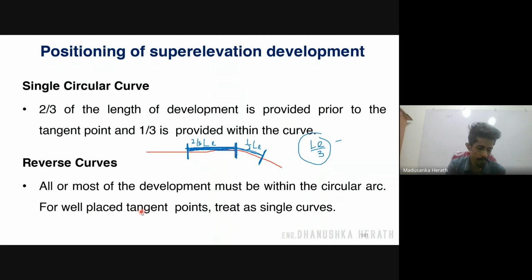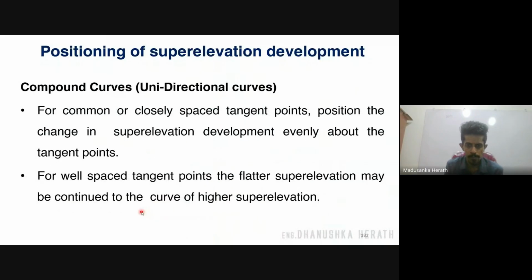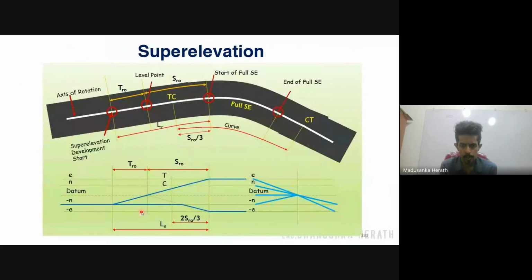Is that right? Right. This is the full figure, right? Full figure. This is the straight section, right? And this is the super elevation development length. This is the tangent point, right? So this is the level point.